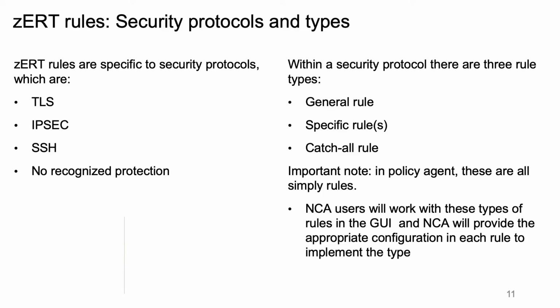It's important to remember that in Policy Agent, these are all simply rules. NCA users work with these types of rules in the GUI, and NCA will provide the appropriate configuration in each rule to implement the type. These rule types are best explained with examples, which we will show on the following slides.